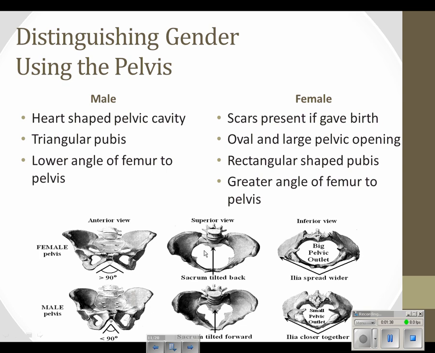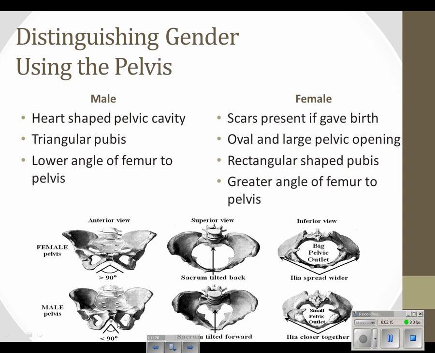And also on the topic of birth, if a woman has given birth, you'll also see parturition scars from when the baby was in the womb, the tendons attaching everything to the bones. You'll see some scars along the sides of the pelvis. Then we can also look at the pubic bone, which is in the front here. The female's is going to tend to be rectangular shaped, and the male's is going to be a triangle. And the subpubic angle in a female is going to be greater than 90 degrees. You see it's a little bit more open here, whereas a male is going to have a narrower opening, and that's going to be lower than 90 degrees.